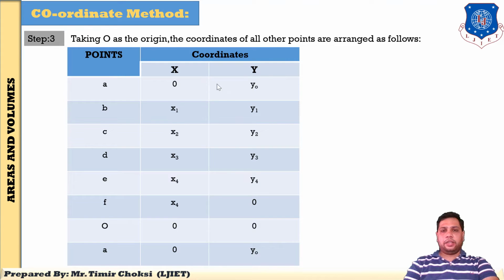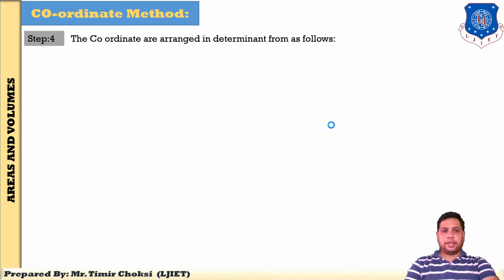Okay. After arranging the coordinates in this table, now next is step number 4. This is the most important step. It is the last step for finding the boundary area from the coordinate method. So first, the coordinates are arranged in determinant form as follows. So you have to remember this step. Listen clearly, students, pay attention. First, you write all the points in a horizontal way: A, B, C, D, E, F, O and A point.